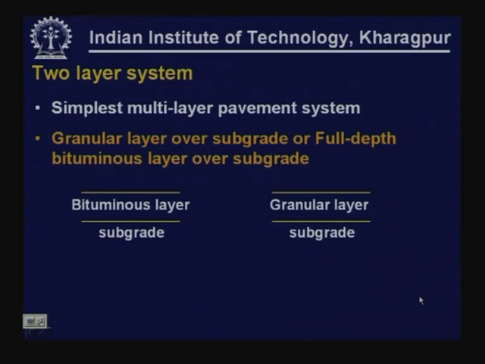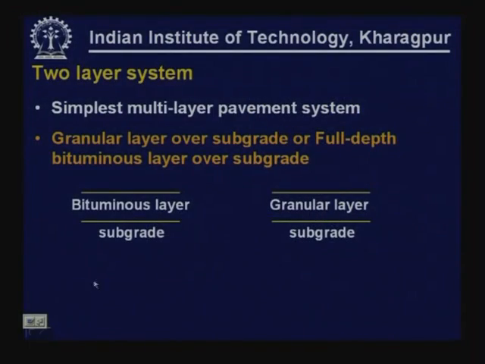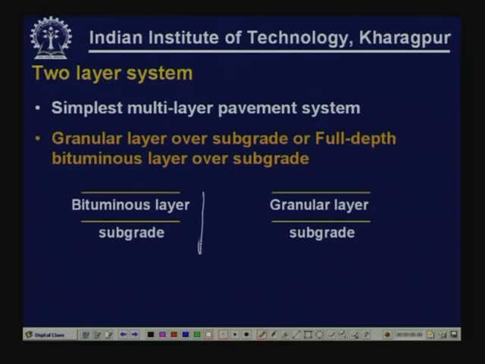The simplest of multi-layer systems is a two-layer system. A two-layer system could simply be a granular layer placed over a subgrade, or a bituminous layer placed directly over a subgrade, which is called a full depth asphalt concrete pavement or bituminous concrete pavement, commonly used in the United States, known as a full depth pavement. So, these two examples are shown in the slide. This is a full depth bituminous pavement, and this is a full depth granular pavement.